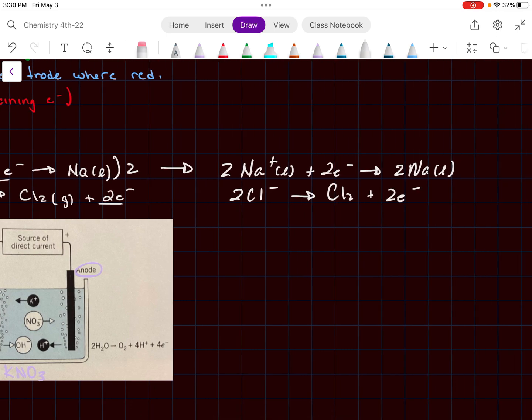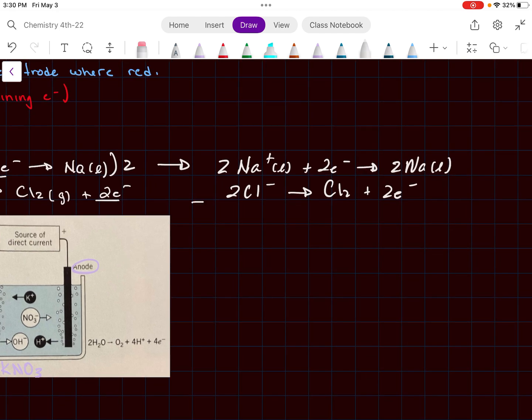Okay. Now, when we combine these two reactions, you're going to combine everything on the left.